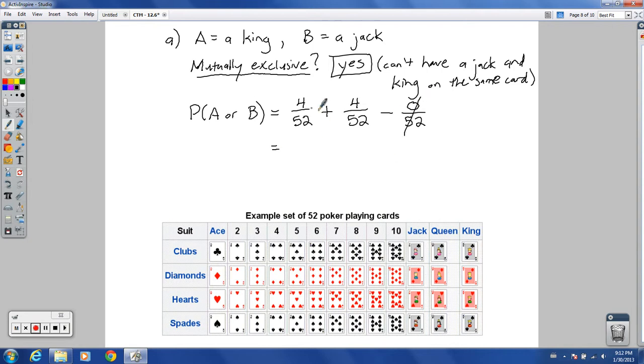We just have 8 out of 52, which is reducible. You can reduce that to 2 out of 13. Now, could you have thought of it like this right away and said this was 1 out of 13 plus 1 out of 13, if you realize there's 13 cards in each suit and only one of those is a jack and one of those is a king? Yes, that would be totally fine. This is fine as well.